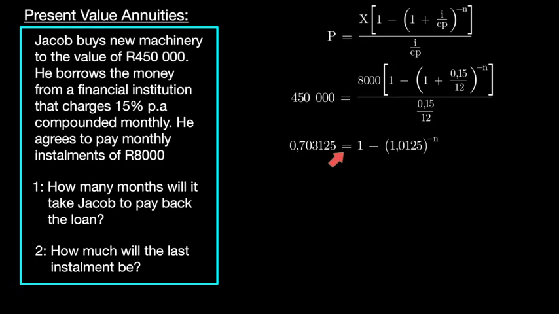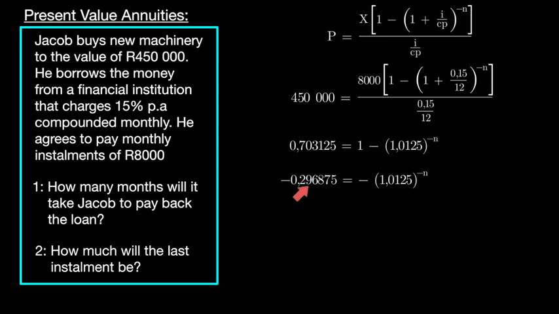0.703125 is equal to, and remember now this 8,000 and that 0.15 divided by 12 is gone, so we are left with 1 minus, and then this is also only numbers, so we can simply do this math, 1 plus 0.15 divided by 12, and we have 1.0125 in brackets to the power of minus n. Okay, so far so good. Then this constant, which is a positive 1, goes to the other side and becomes a minus 1, and 0.703125 minus 1 gives us a negative 0.296875. Now please do not round off, since we're busy with money and values.